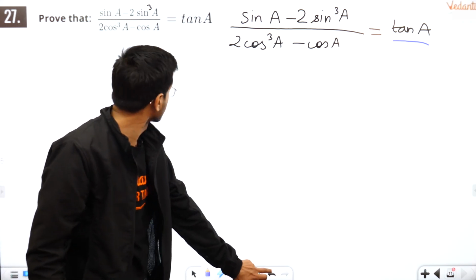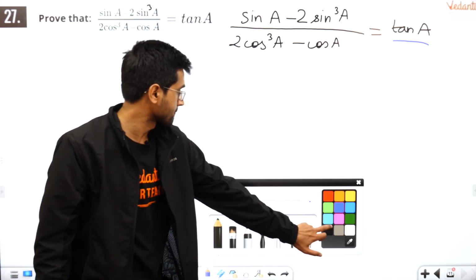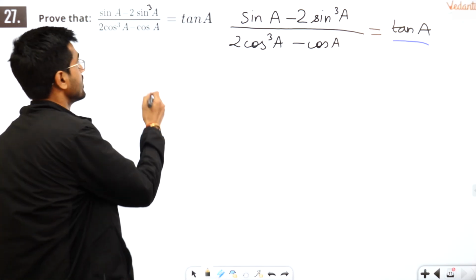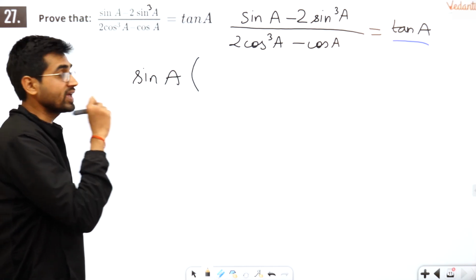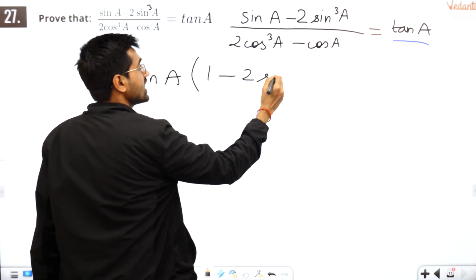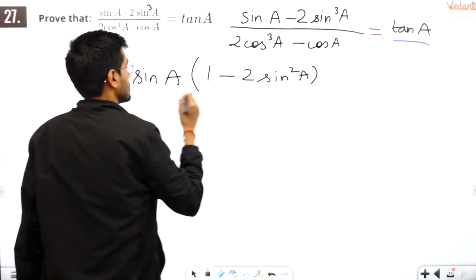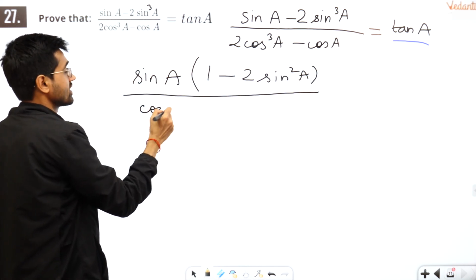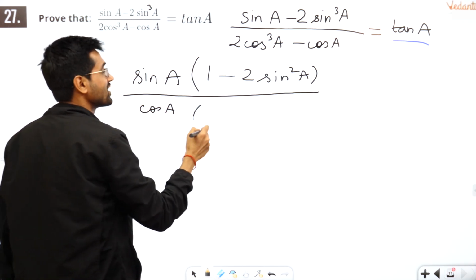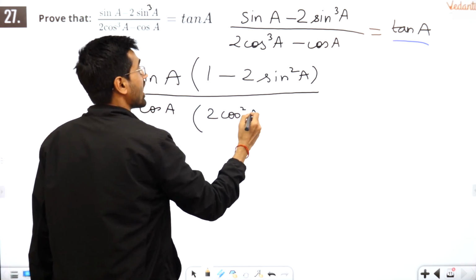Okay, I'll use the other color only. So I take out sin A common. What will be left? So 1 minus 2 sin square A in the numerator. In the denominator, cos A common. Oh, I got tan A. I'm getting happy now. So 2 cos square A minus 1.